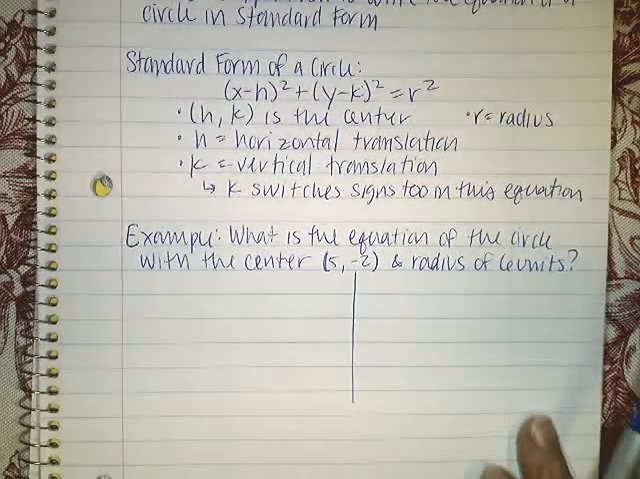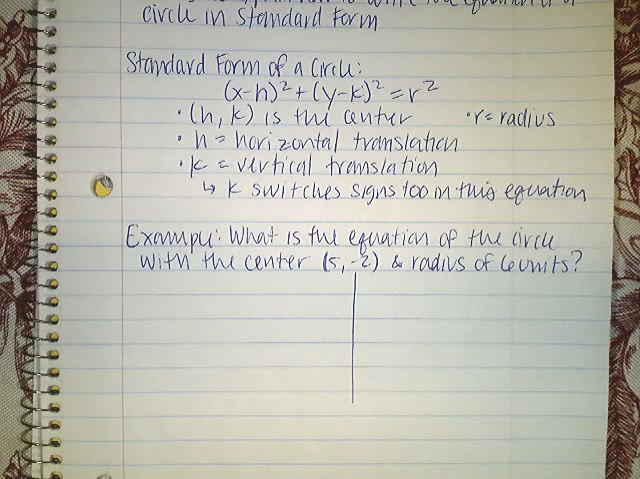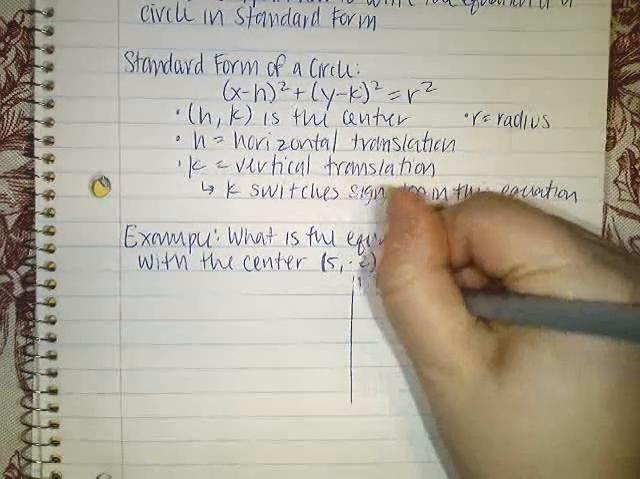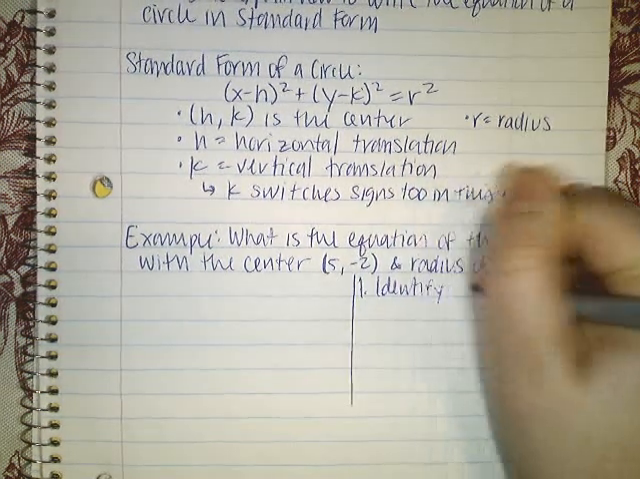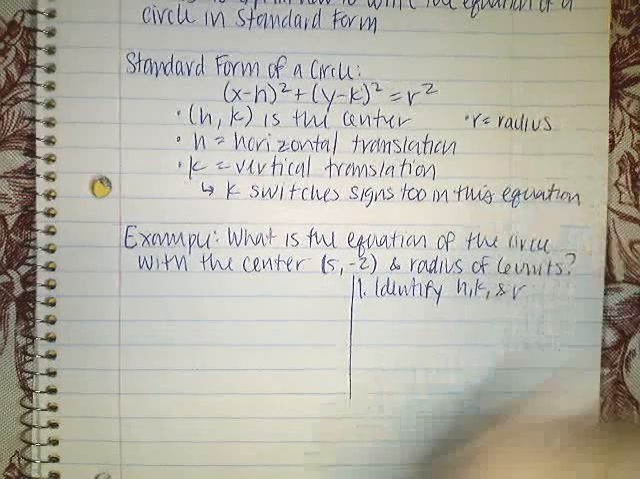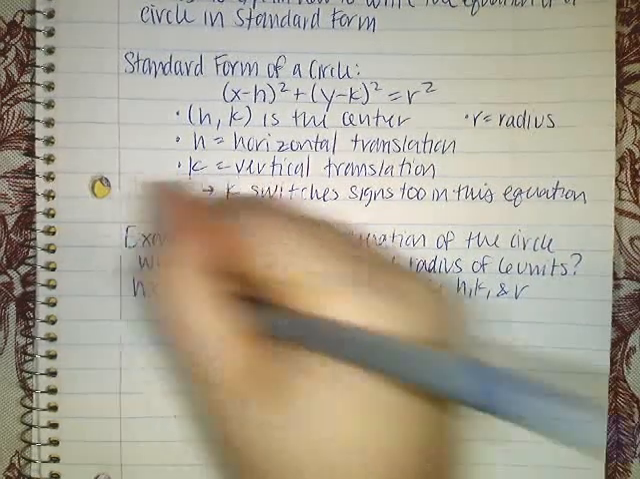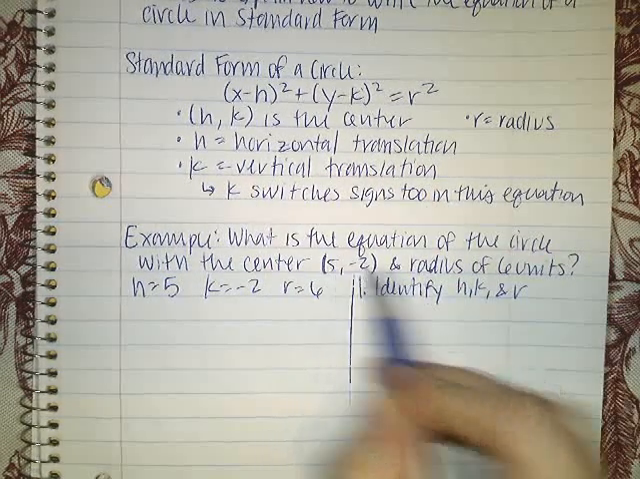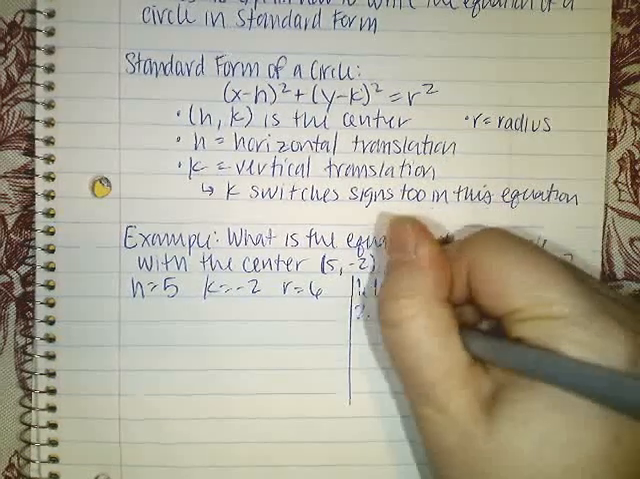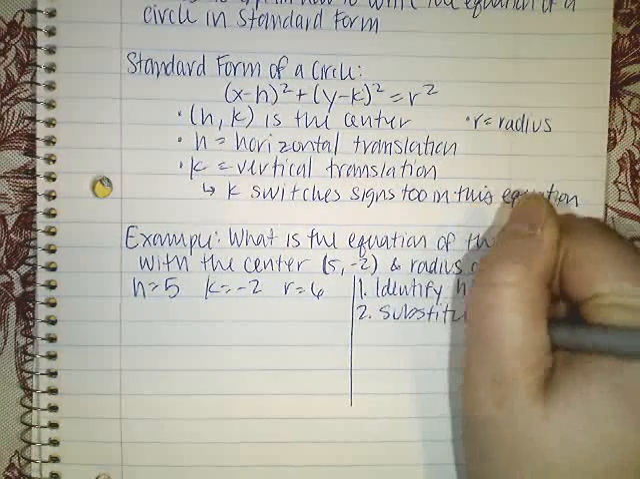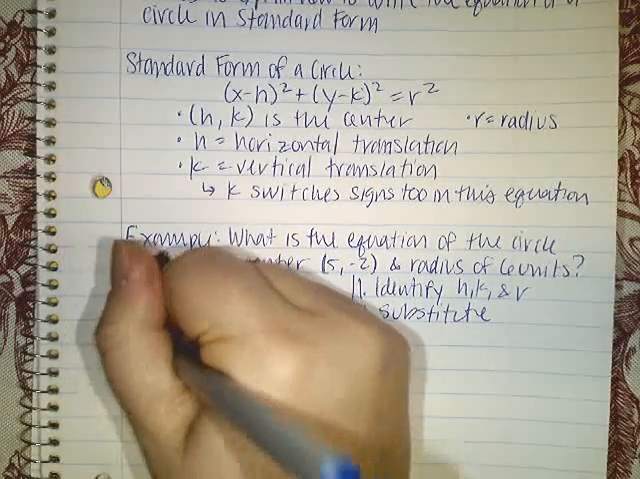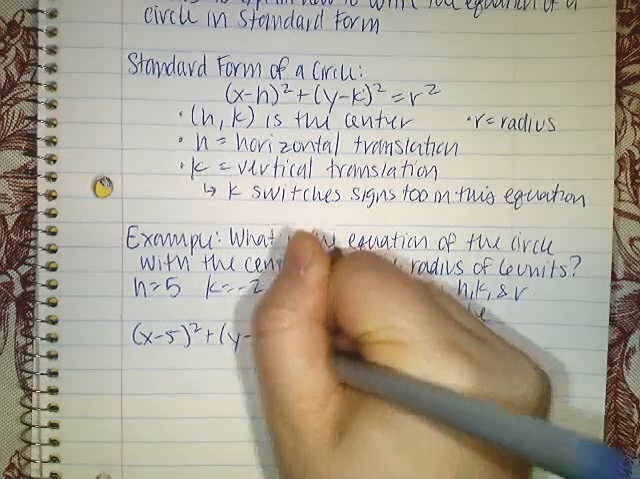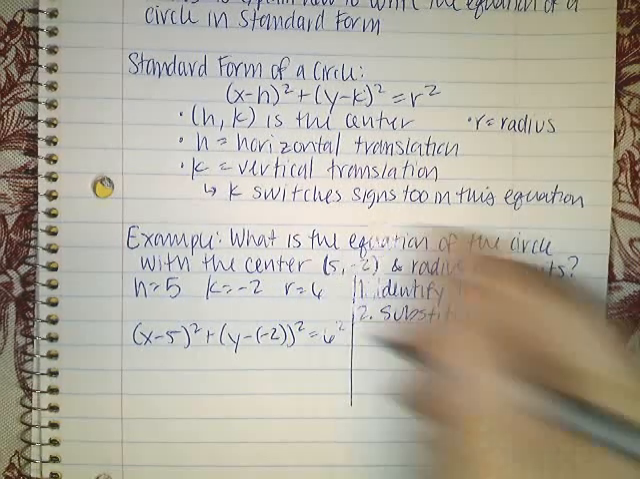So our first example today asks, what is the equation of the circle with the center 5, -2, and a radius of 6 units? So step 1, we identify h, k, and r. H is 5, k is -2, and r is 6. So h, k, r. Then we're going to substitute, and you may be able to do the simplifying in your head. So I have x minus 5 squared plus y minus -2 squared equals 6 squared.